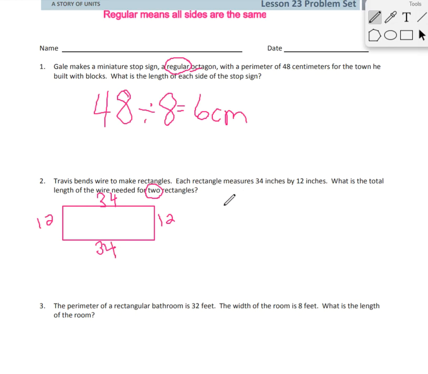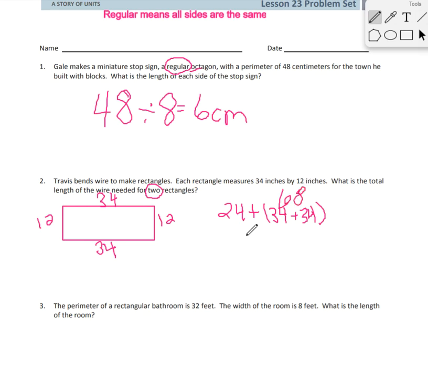So I know that 12 and 12 is 24. 34 plus 34 is going to get me a bigger number. Let's go work that out. That might be a little too much for people to do in their heads. So let's find out what that is. We know 30 plus 30 is 60. Always do your doubles first. 60 and then 4 and 4, 68.